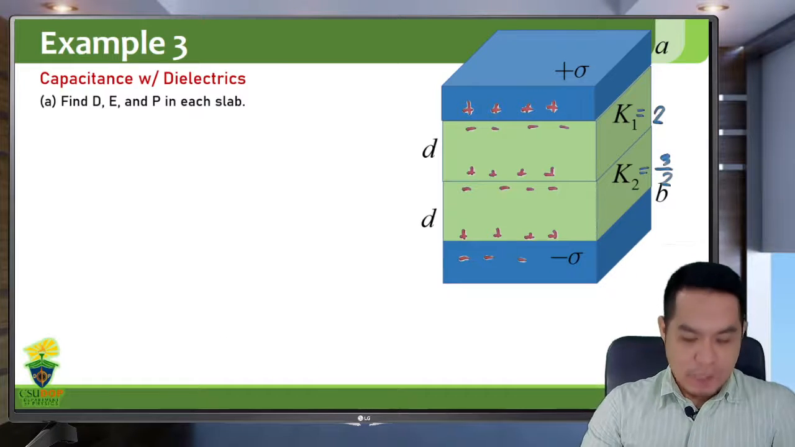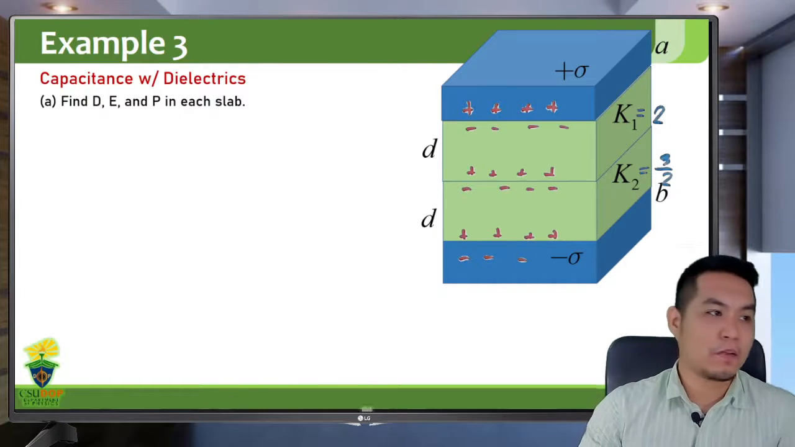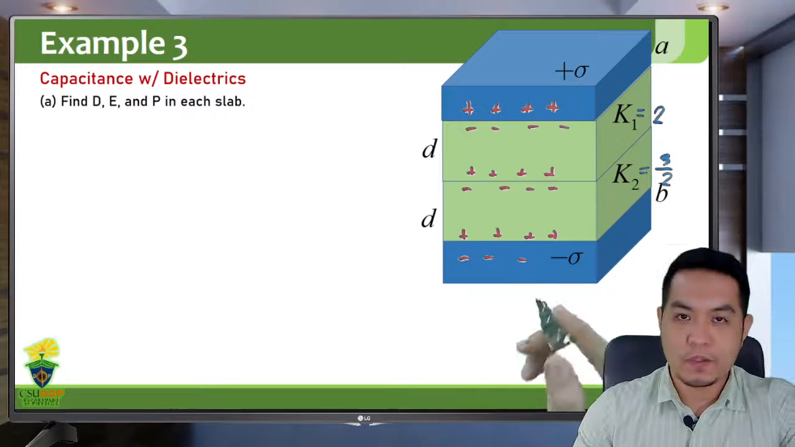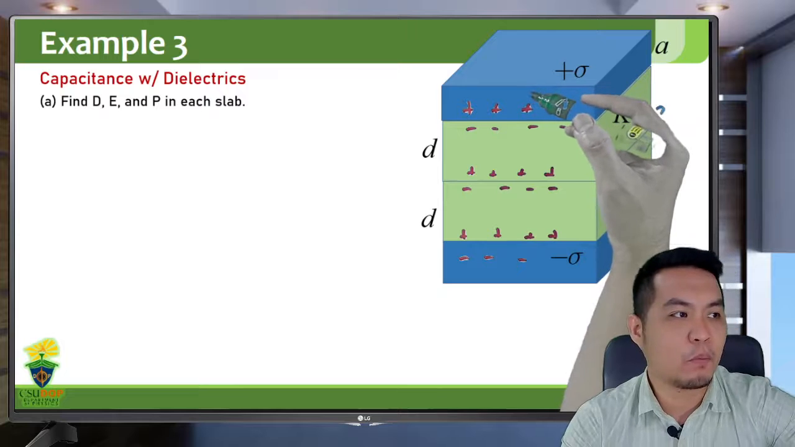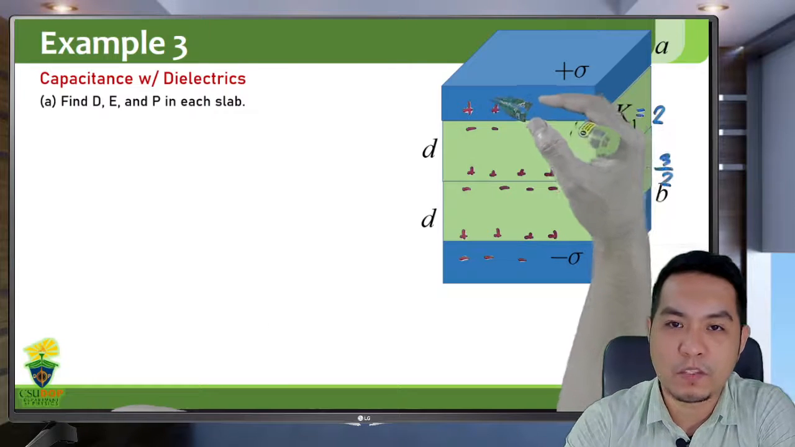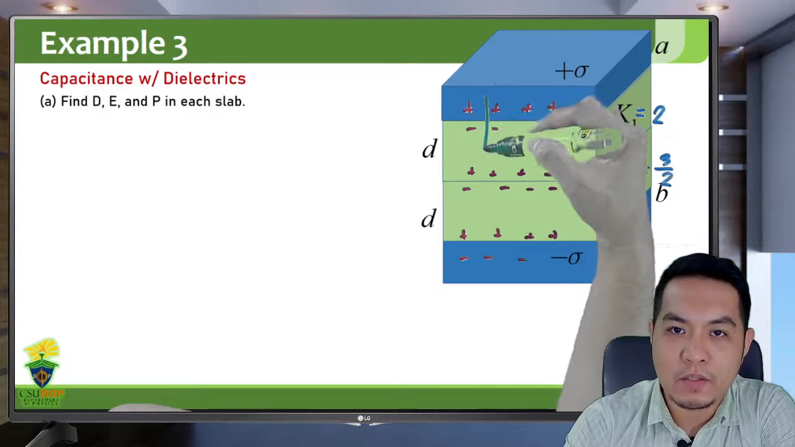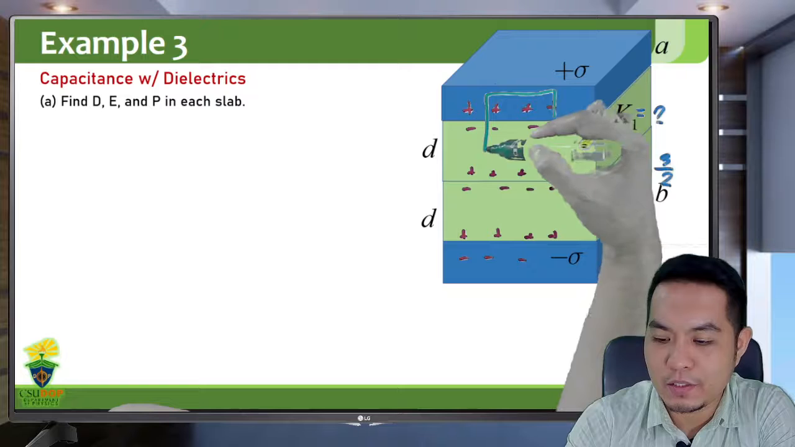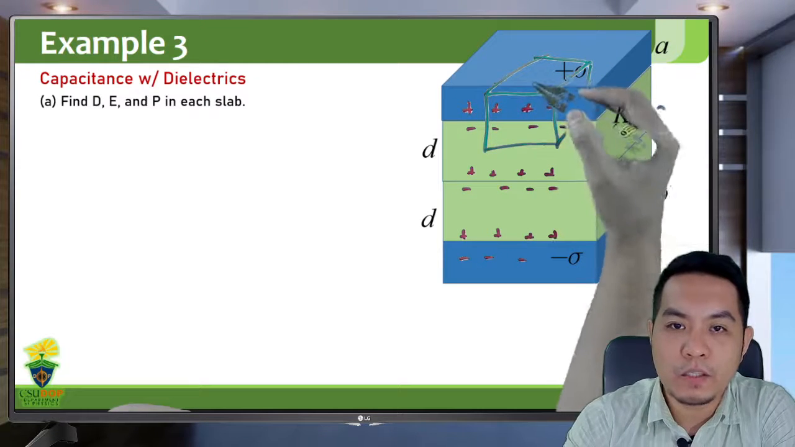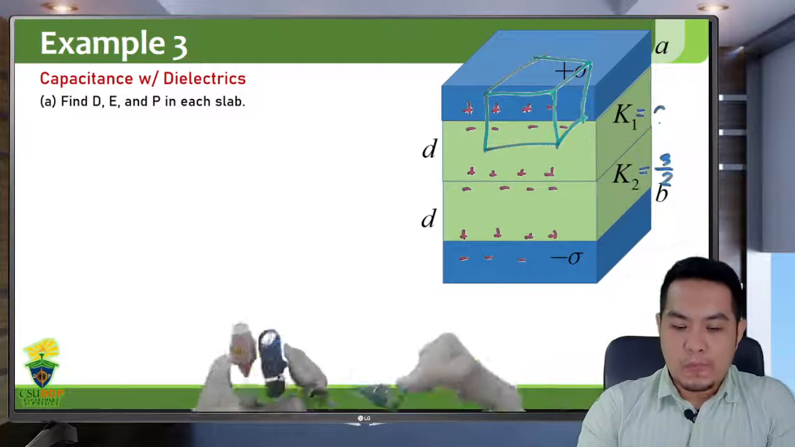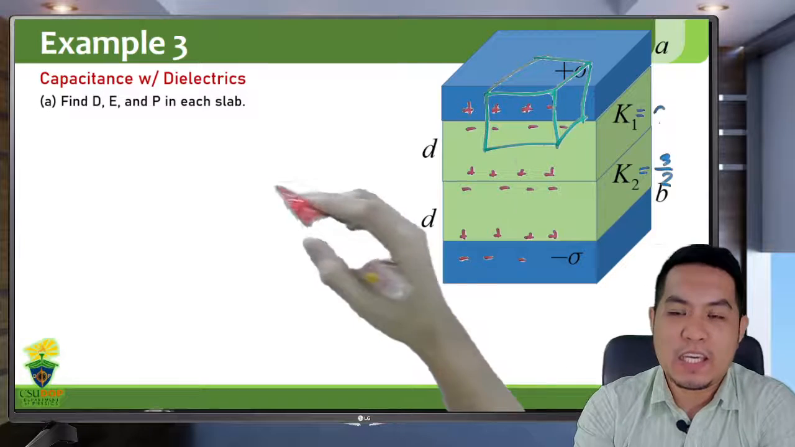So find the displacement. So what we will do, we'll use Gauss law for dielectrics. So we will make a Gaussian surface here. It could be a box, or sometimes it's called a Gaussian pillbox. So we make a Gaussian surface, a box. By the way, let's first find the directions of D, E, and P first.